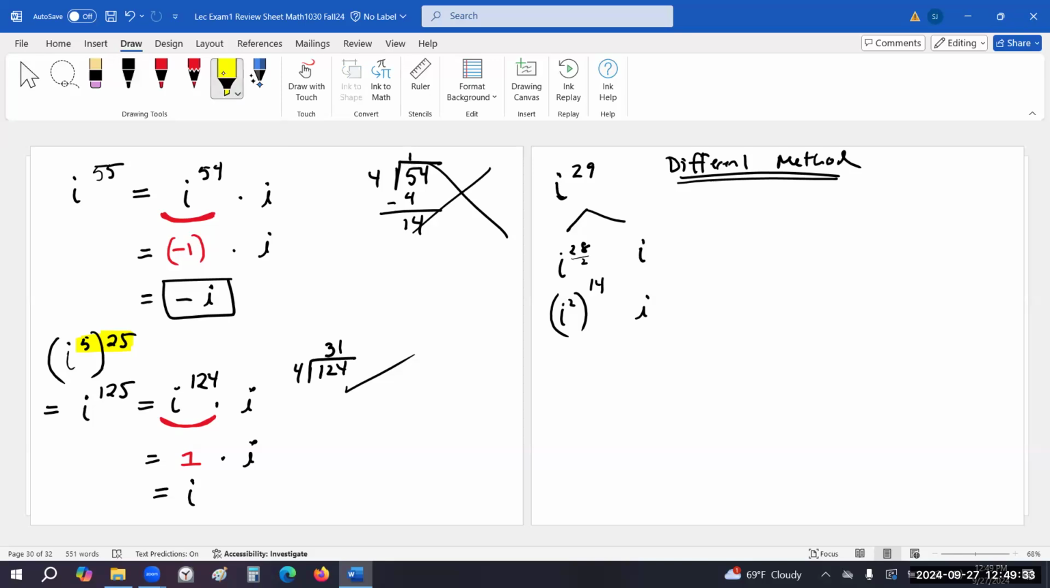Why did we divide by 2? Because you already know what i squared is. What is i squared? i squared equals what? -1. You must know this, okay? The square root of -1 is i, but when you have i squared, it's the real number -1. So you must know this because every time you see i squared, we have to replace it with -1. So this i squared turns into -1, and we have -1 fourteen times. If you multiply -1 an even number of times, what do you get? 1. So 1 times i gives us i.